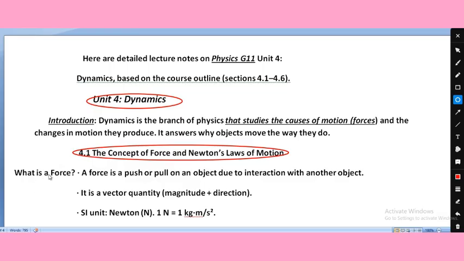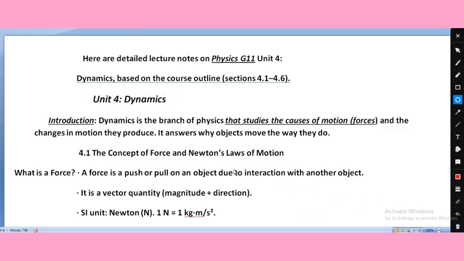Under this, we start by defining the meaning of force. What is a force? A force is a push or pull on an object due to interaction with others. This pushing or pulling through interaction with others can be at a distance, or by means of physical contact. Force is a vector quantity, and we have to know the magnitude of this measurable quantity. Also, we have to know the direction of its application.